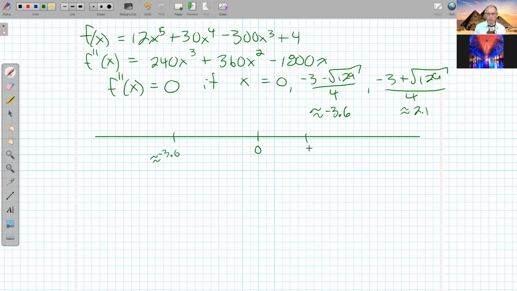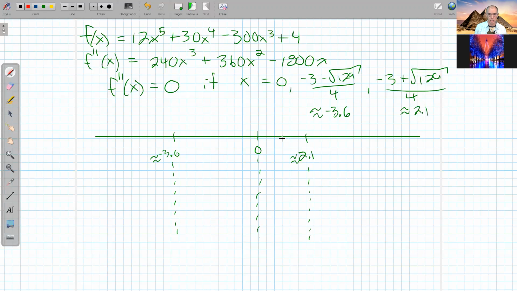And about over here would be our positive 2.1-ish. And so we think we might have 3 inflection points, but the only way to know is if you have a change in sign. So then we pick some nice numbers.